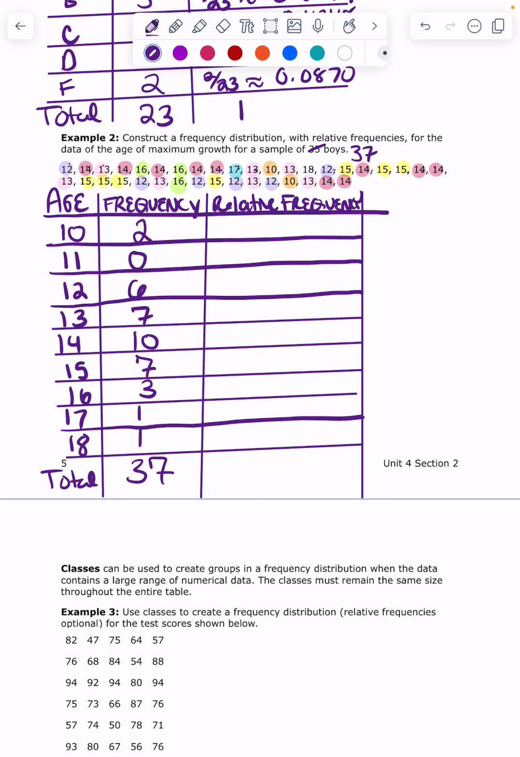I originally didn't notice that the 10 was there. So for 10, it was 0.0541. Hopefully you used a pencil here, because I just totally messed you up. At least I didn't finish making the video before I realized it.